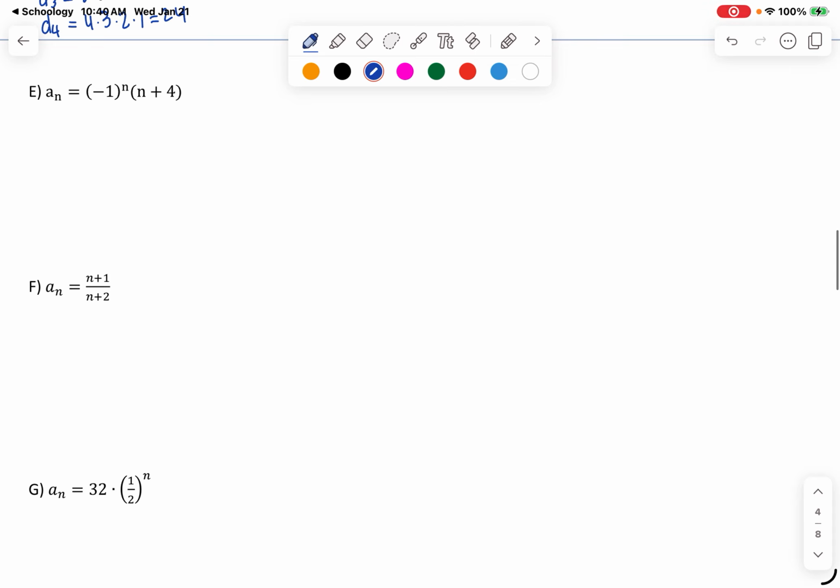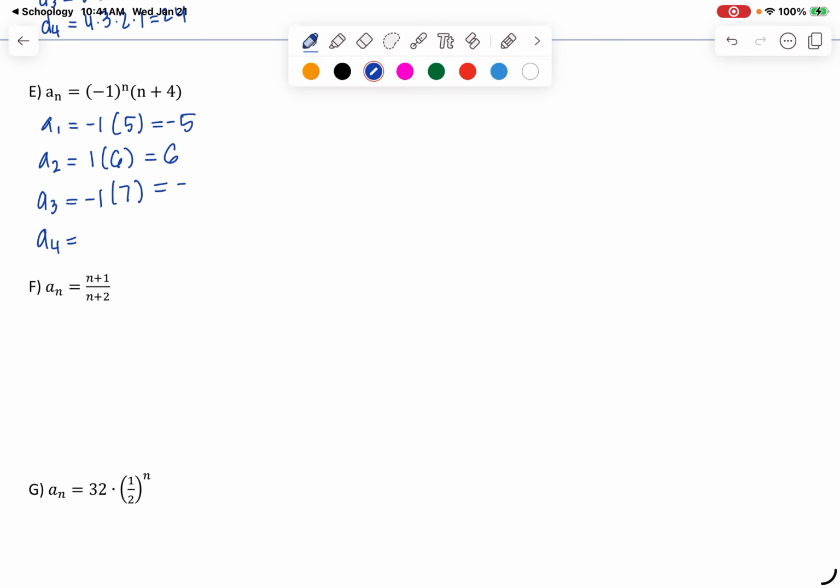All right, next one, we need a sub 1, a sub 2, a sub 3, and a sub 4. So we're plugging in 1 for n. That'll give us a negative 1. And then plugging in 1 for n here, we get 5. So negative 1 times 5 is negative 5. Plugging in 2 for n, we get a positive 1 and 6. So that gives us positive 6. Plugging in 3, we get a negative 1. Plugging in 3, we get 7.